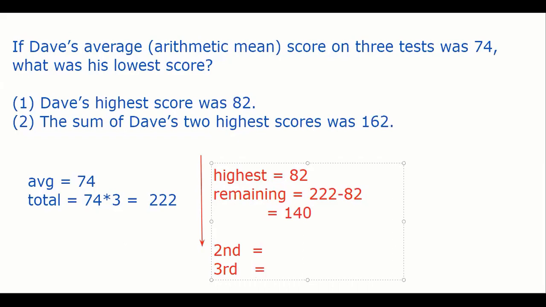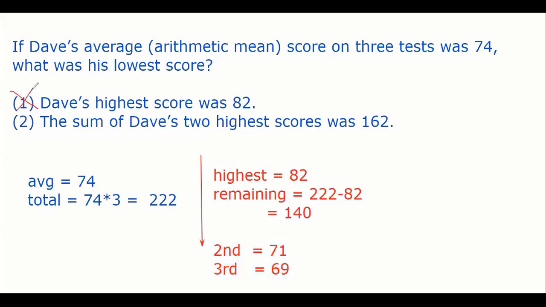It can be anything. It can be 70, 70, or any combination, 71, 69. We don't know, right? That's why we cannot find out what is lowest, because there are so many options: 71, 69, 72, 68. We only know highest is 82, and we know the remaining 2 tests sum is 140. But 140 you get in so many ways. That is why from statement 1 we cannot find out the lowest score. That's why 1 is not sufficient. You are right.